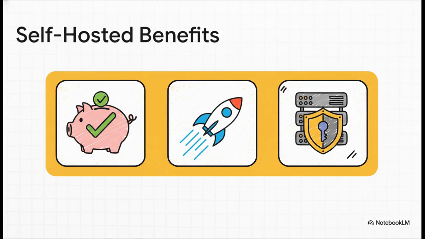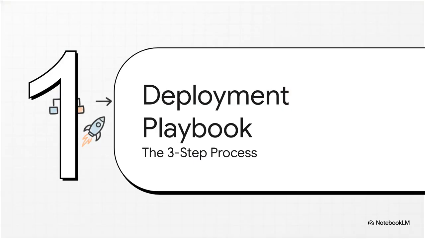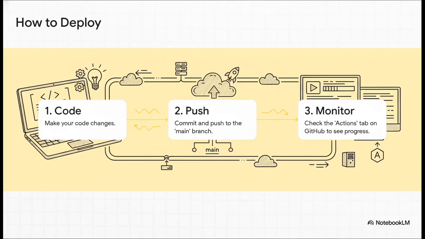It's so much simpler. Okay, so this all sounds great in theory, but what does it actually look like day to day? How do you get your code live with this setup? Well, it boils down to this beautifully simple three-step playbook. So here's your new workflow. Step 1, you write your code, just like you always do. Step 2, you commit your changes and you push to the main branch. And that's it. Seriously, your part is done. That push is the trigger. GitHub sees it, tells your self-hosted runner to get to work, and the automation kicks off.